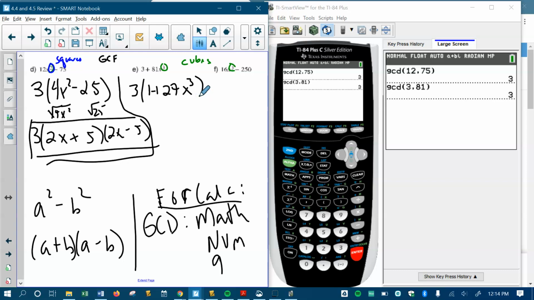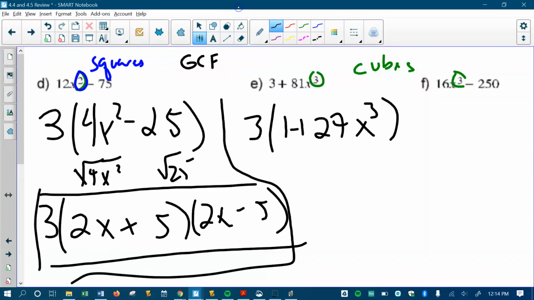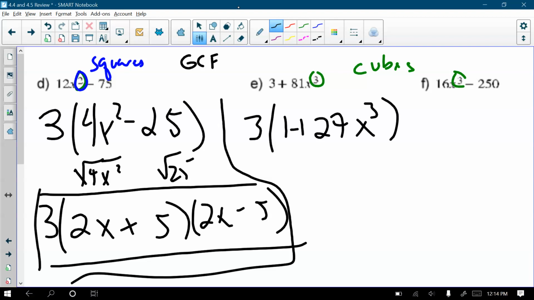Okay, now this one's going to be a little bit tougher. So let me go ahead and get rid of the calculator here. All right, let me edit this so it looks a little bit neater. All right, 1 plus 27x cubed. So what you want to do, I'm just going to do some side work here. And I'm going to do 1 plus 27x cubed.